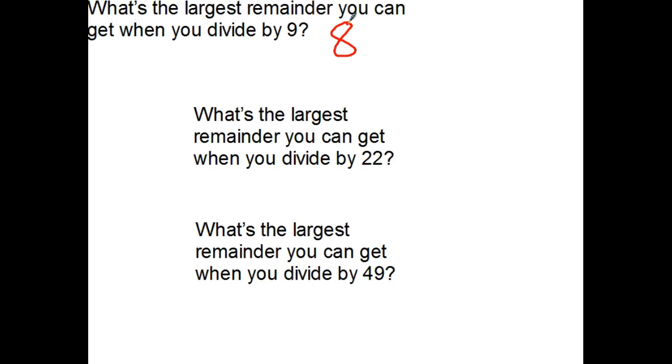What's the largest remainder you can get when you divide by 22? 21. Do you see a pattern happening here? It's always going to be one less than what you're dividing by. What's the largest remainder you can get when you divide by 49? Yep, 48.